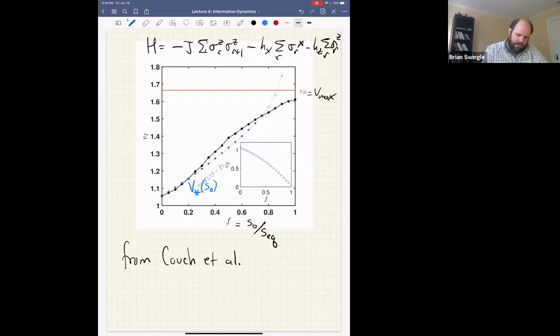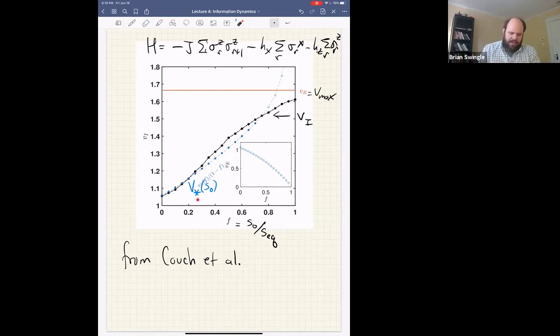And the black curve is VI. And how do we measure these things? So butterfly speed you can get by calculating out of time order correlators. So that's one separate independent measurement.